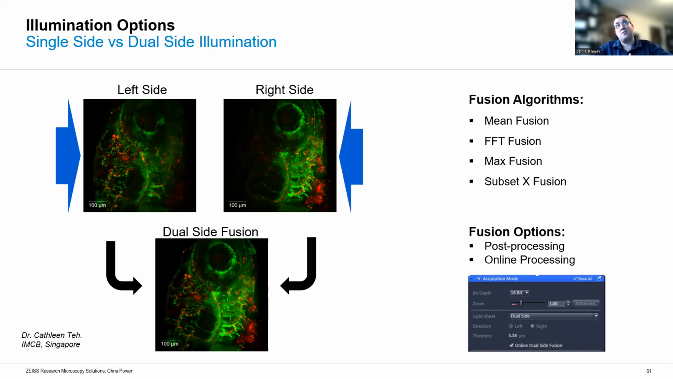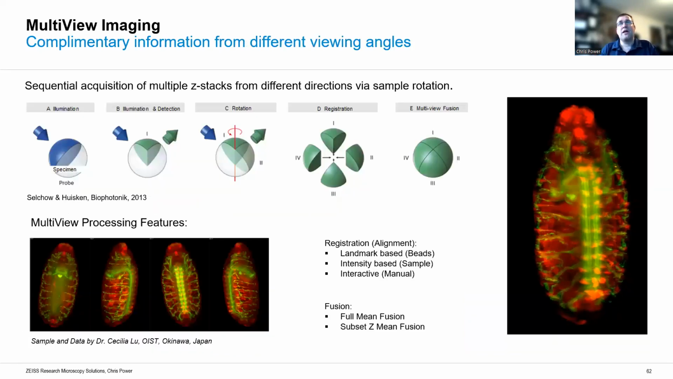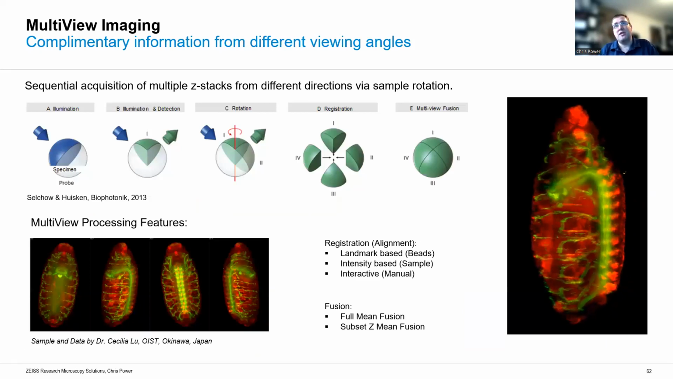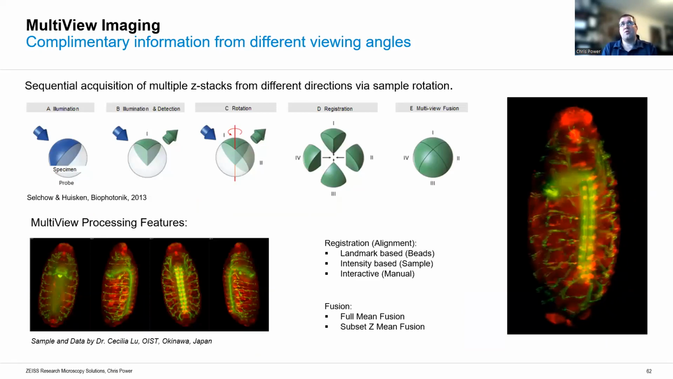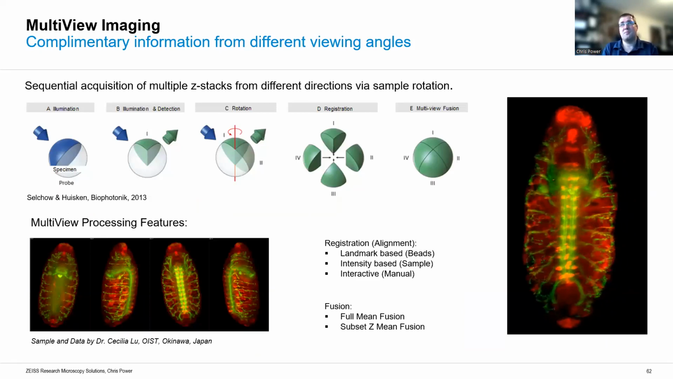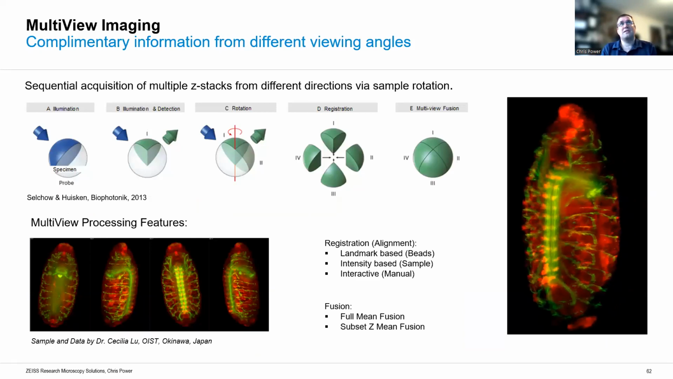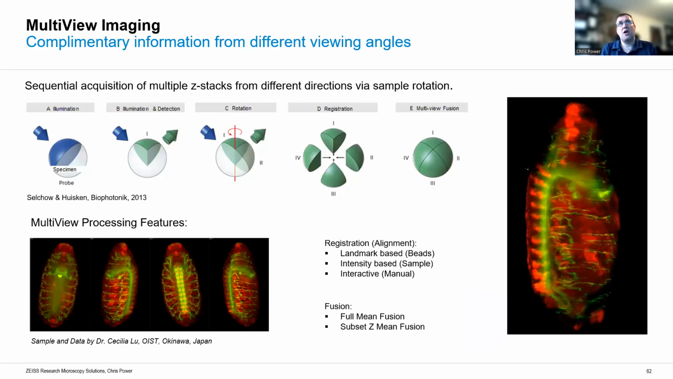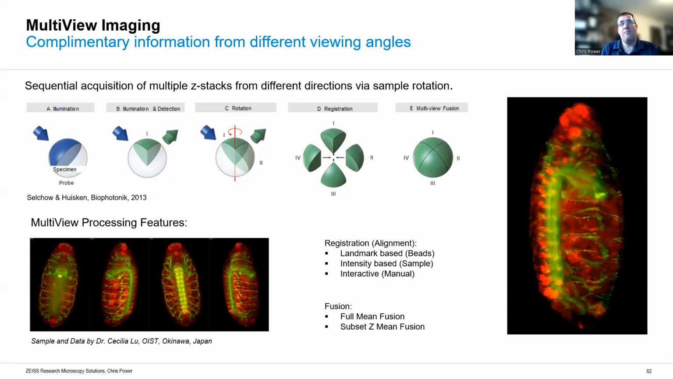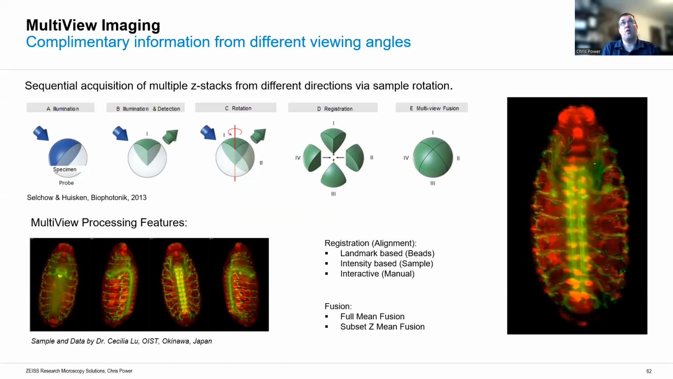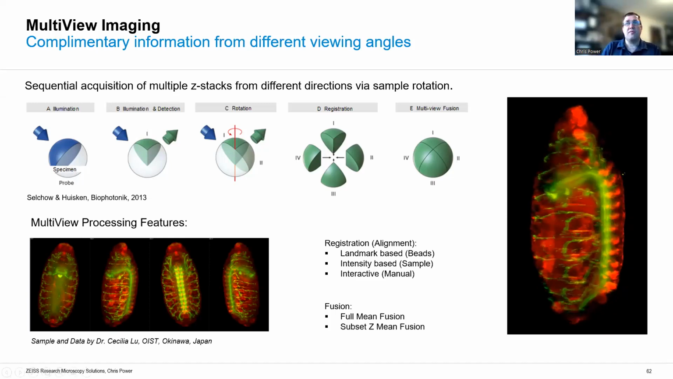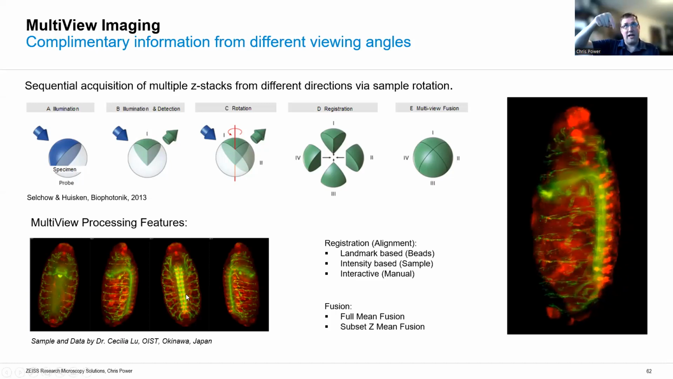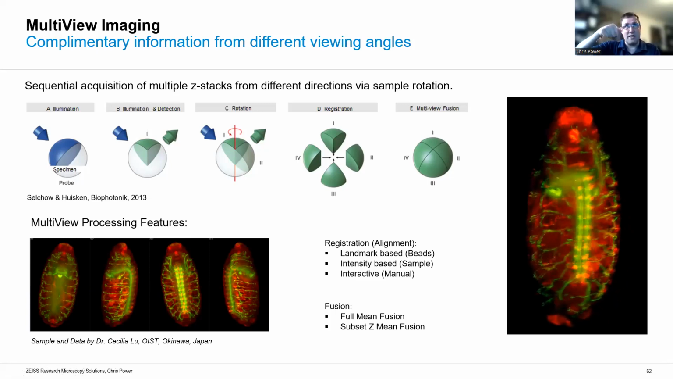Now there are some samples where that isn't good enough because you still get light scattering, and that's where multi-view imaging comes in. Multi-view is something you could in theory do on other techniques. It isn't Lightsheet specific, but it's mainly done on Lightsheet because Lightsheet is the only system where you really have the speed to get volumes to do this. So here we see a Drosophila imaged from 4 different angles: take a stack, rotate 90 degrees, take another stack, etc.